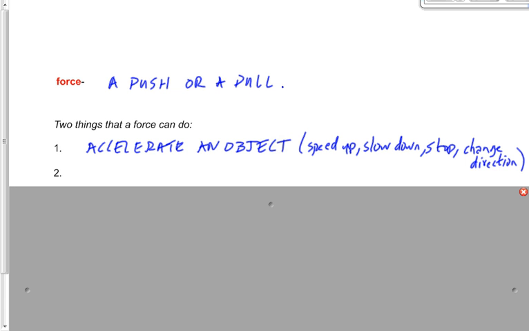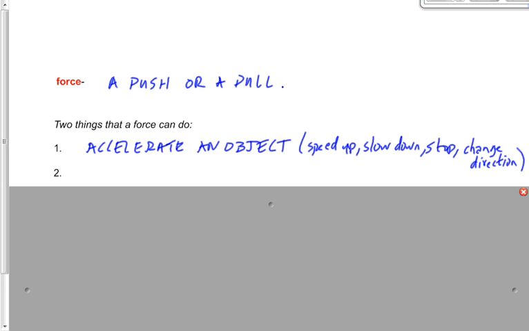When I put my head on the pillow at night, my head has a certain mass. This is a force of gravity pulling down on my head. That will cause my head to accelerate downwards towards my pillow. When I gently place my head on that pillow, I apply a force on that pillow. I'm not causing that pillow to accelerate. The pillow's not going anywhere.